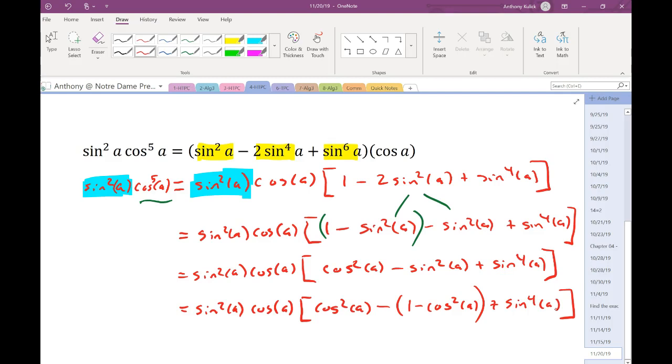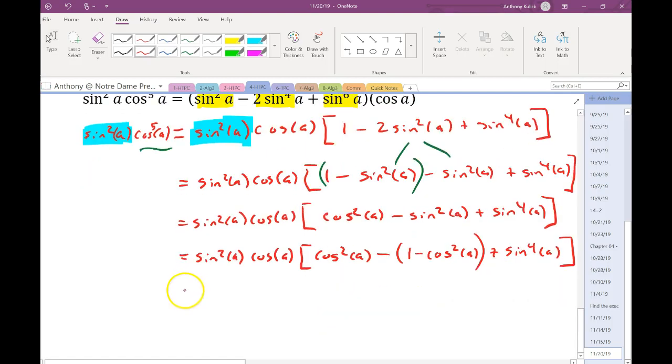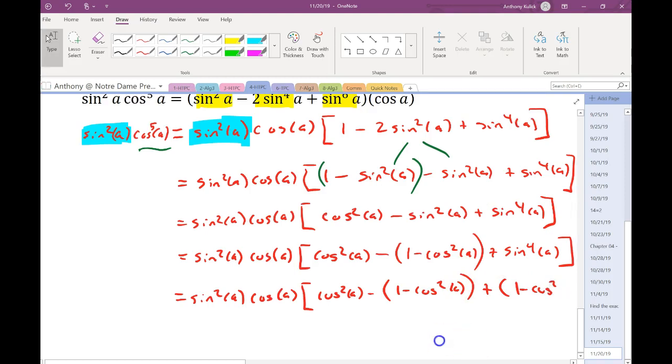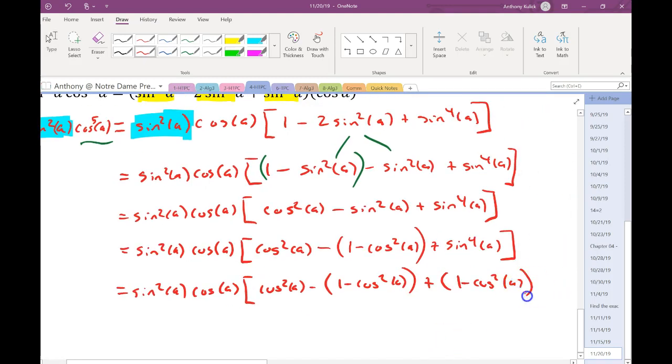So we still have to worry about this sine to the fourth A. Ben? Good. And if we then apply that first Pythagorean, we can write that as 1 minus cosine squared times 1 minus cosine squared, right? Does everybody catch what Ben said there? And I'm going to write it that way.